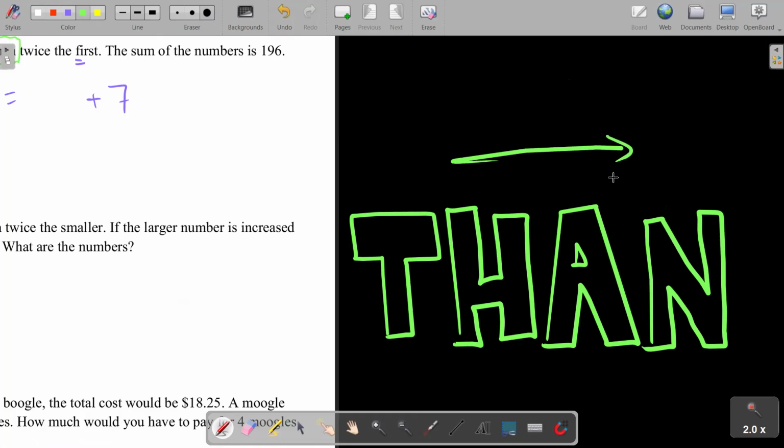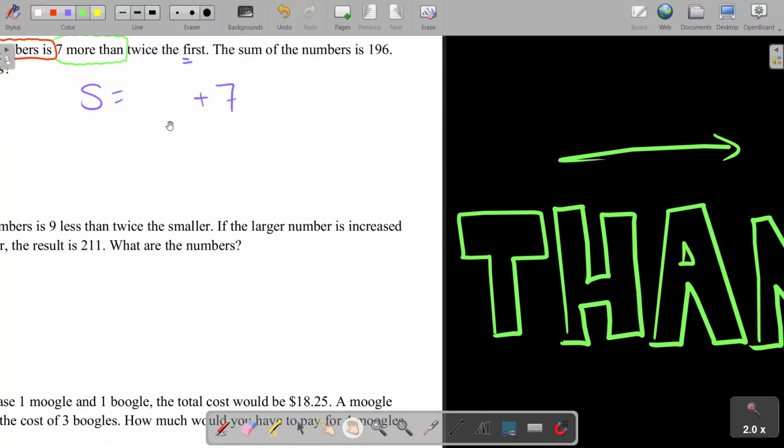I don't know if you wrote that down or not, but that's going to be something we talk about a lot. More than means plus something. Less than means minus something. But again, head over here and look again. You'll see I very purposely put a space before the 7 more than.